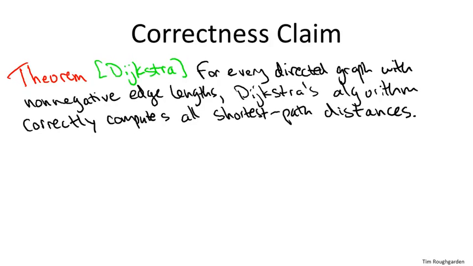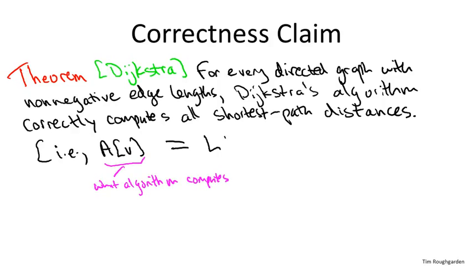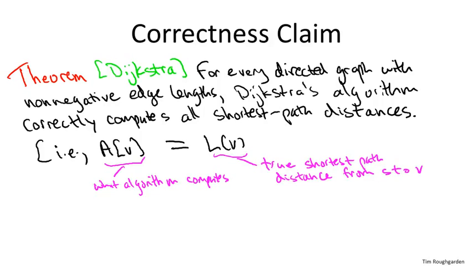So just to remind you about the notation, what does it mean to compute all shortest path distances correctly? It means that what the algorithm actually computes, which is A of V, is exactly the correct shortest path distance, which we were denoting by capital L of V in the previous video. So both the algorithm and the proof of correctness were established by Dijkstra. This is back in the late 1950s. Dijkstra was a Dutch computer scientist and certainly one of the forefathers of the field as a science, as an intellectual discipline.